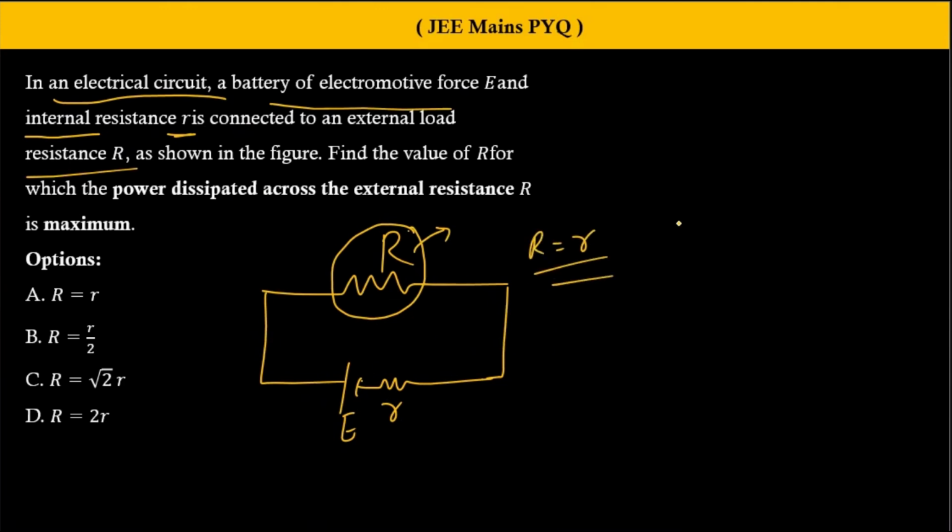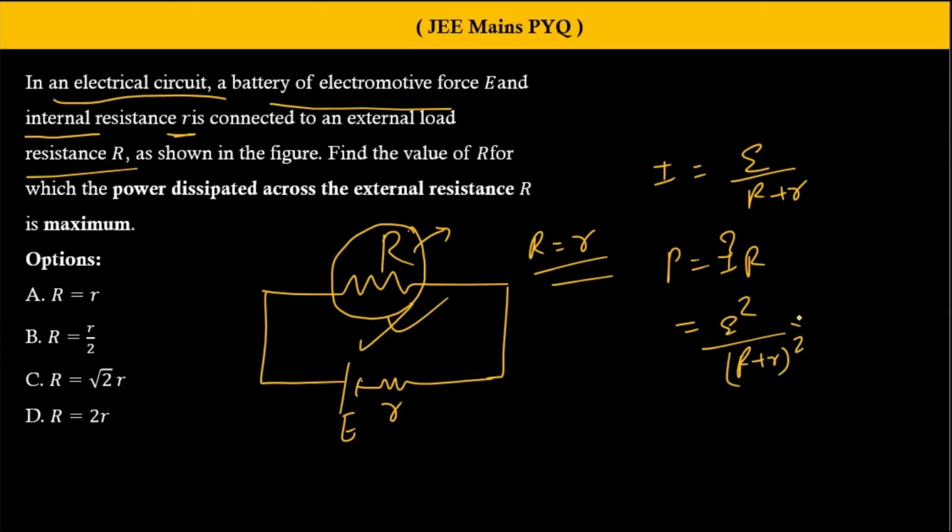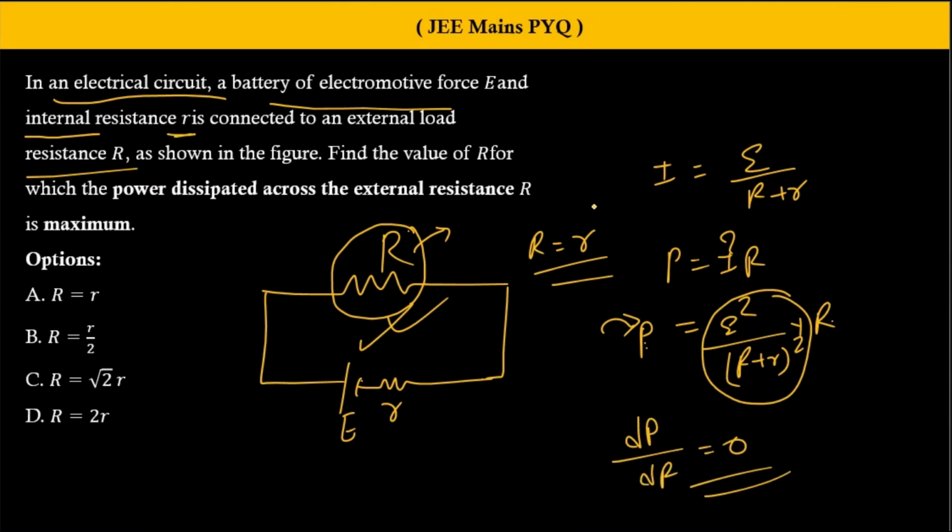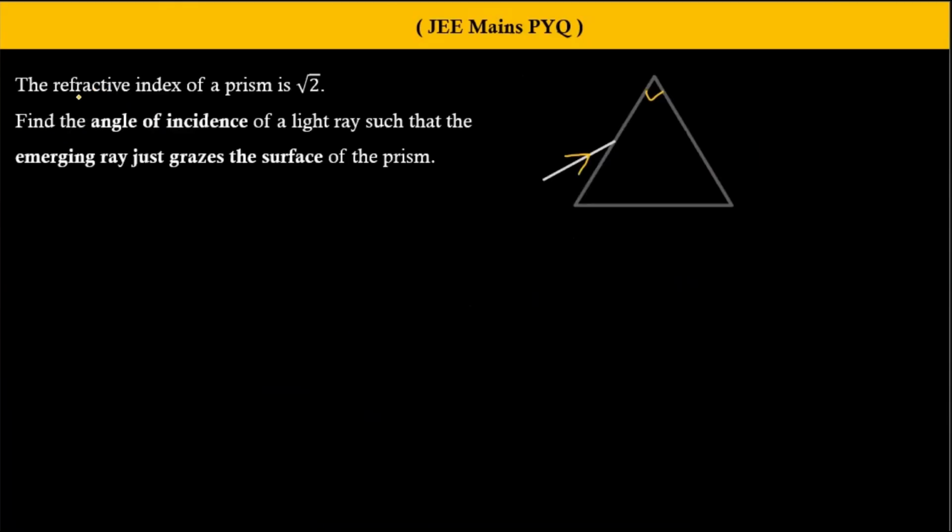And where does this come from? Look, what you will do is find the current, E by R plus r. Okay. What do you write for power? You write I square R. Power dissipated across this, you will be writing I square R. So that is E square by (R plus r) whole square into R. Now, keeping R as a variable, you have to maximize this power. Because you have to find the value of R for which power will be maximum. So you need to calculate the maximum of this function. What will you do with dp by dR? Set it to 0. So when you apply all those things, you will get R is equal to r. This is so common that if you have practiced, I hope it is already in your mind. Now let us talk about this one.